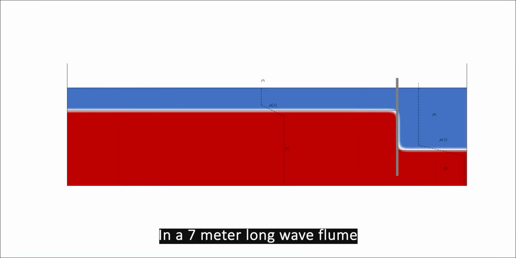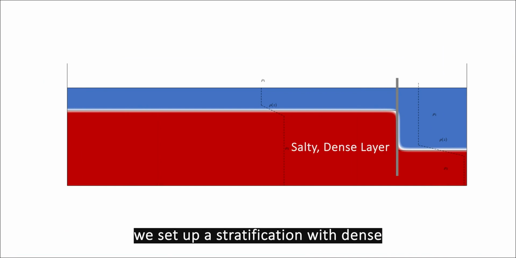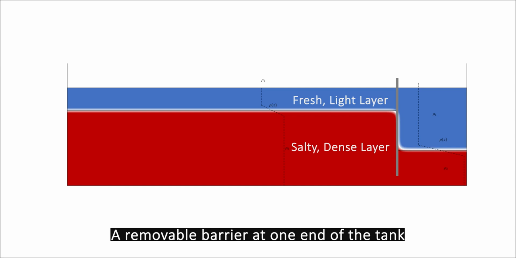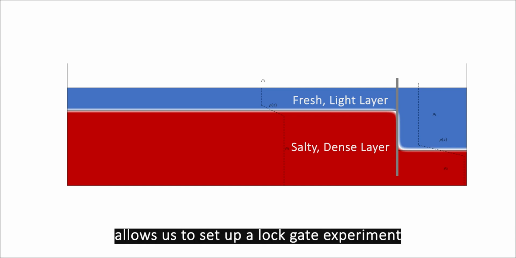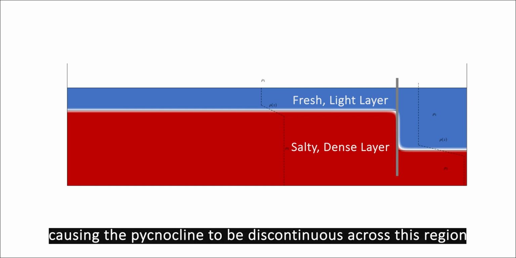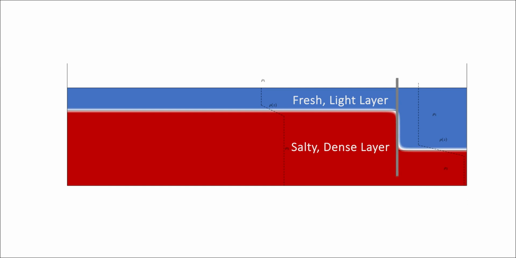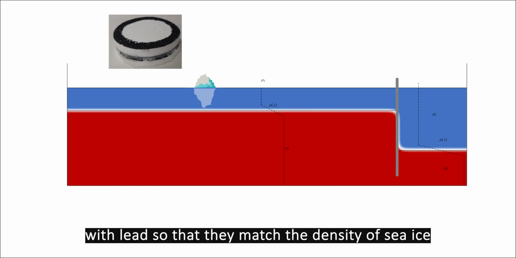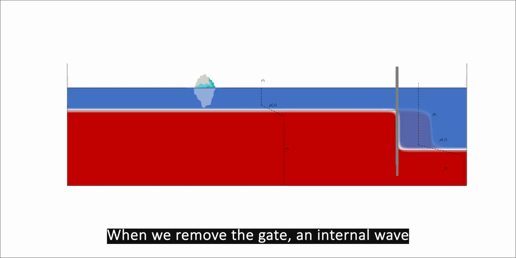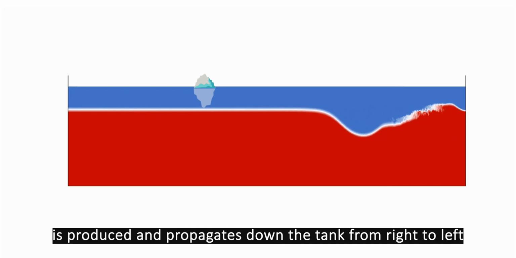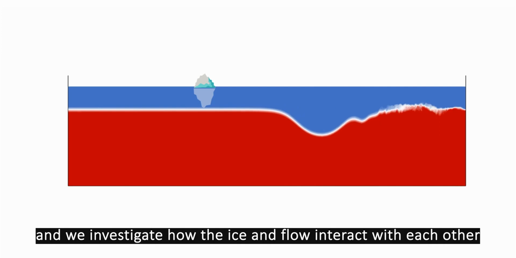In a 7-metre long wave flume, we set up a stratification with dense salty water at the bottom and fresher water at the surface. A removable barrier at one end of the tank allows us to set up a lock gate experiment, where a further volume of the fresher brine is added behind the gate, causing the pycnocline to be discontinuous across this region. We add in our model sea ice, polystyrene floats which are weighted with lead so that they match the density of sea ice. When we remove the gate, an internal wave is produced and propagates down the tank from right to left, and we investigate how the ice and the flow interact with each other.